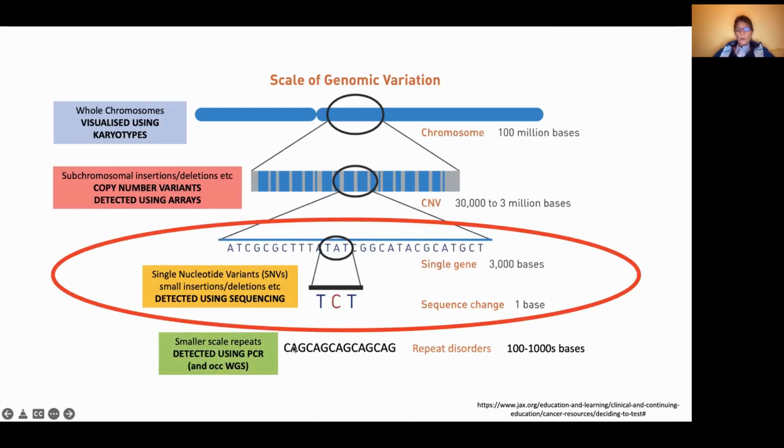And then, of course, you've heard about the repeat disorders. CAG is a very common repeat disorder in a variety of ataxias, and they have classically been detected using PCR. But as we will mention at the end, it is possible nowadays sometimes to pick them up using whole genome sequencing. So they're very different technologies to detect very different ranges of sizes of mutations.